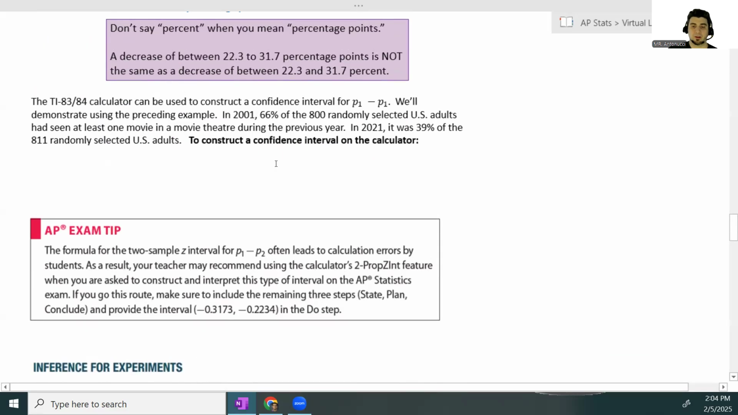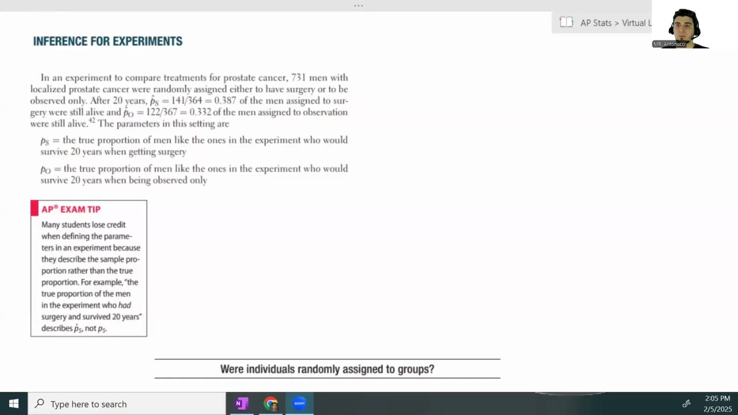The formula for the difference of population proportions often leads to errors by students, so it's helpful if you do it, and I recommend doing it on the calculator. But when you get to performing the full 4-step process for constructing a confidence interval, you want to make sure that you're still doing the state, plan, and conclude steps in addition to the do step. The do step is basically figuring out the confidence interval, which you can use the calculator for.